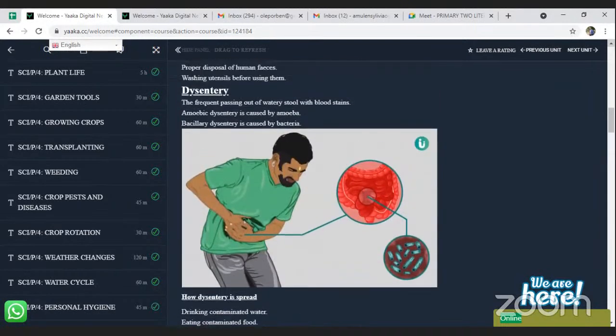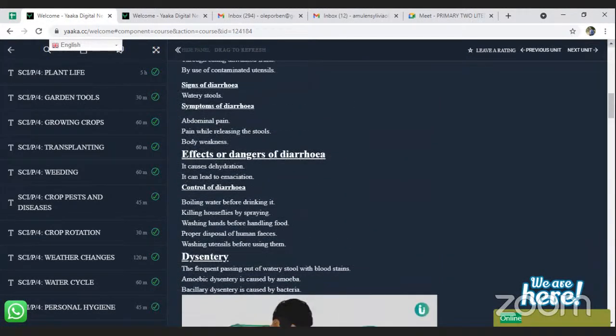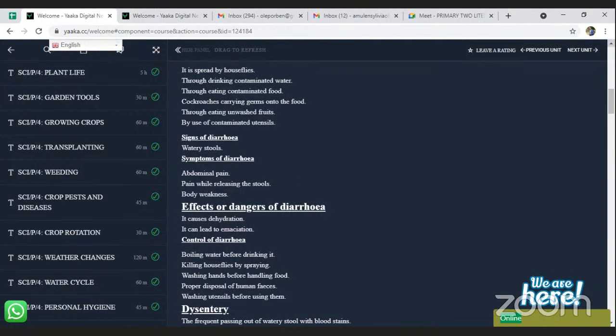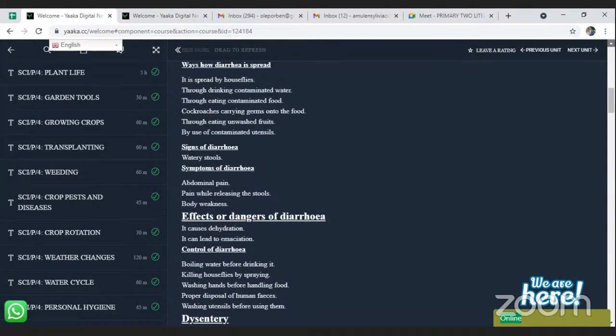And then which other thing? I think the rest of the things were very, very clear. It is the frequent passing out of watery stool.